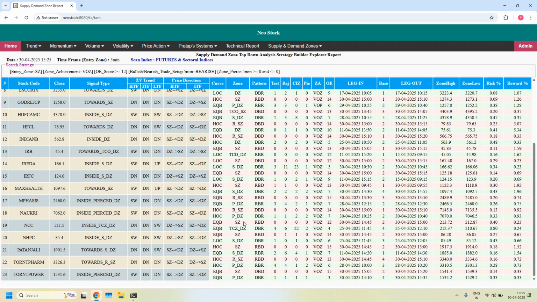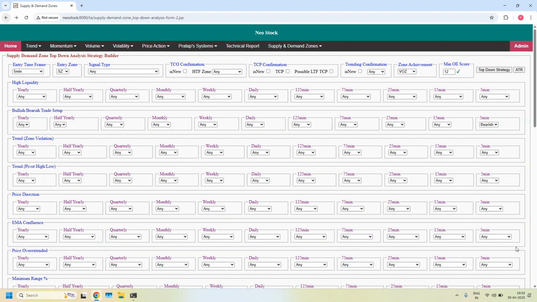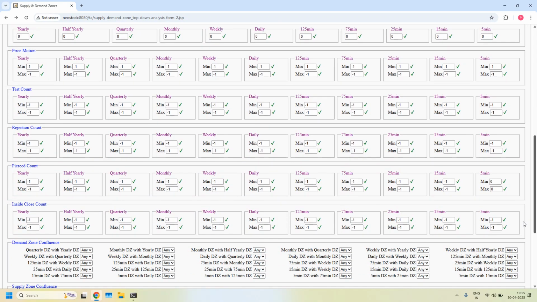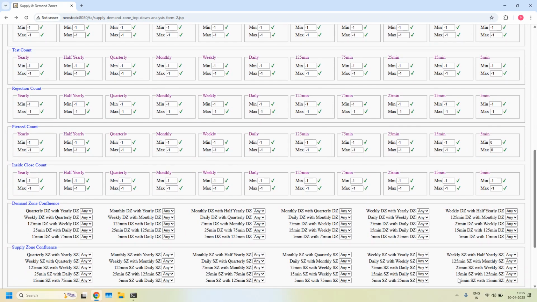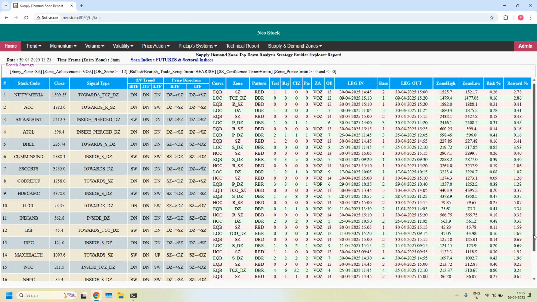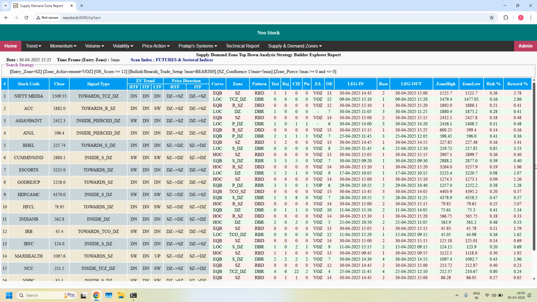Out of these 23, how many are having LTF and ITF supply zone confluence? That is 5 minutes and 15-minute supply zone confluence supported stocks. So in the supply zone confluence, I am enabling the filter 5-minute supply zone with 15-minute supply zone confluence. By applying the filter on the 23 stocks, now the list has come down to 18 stocks.